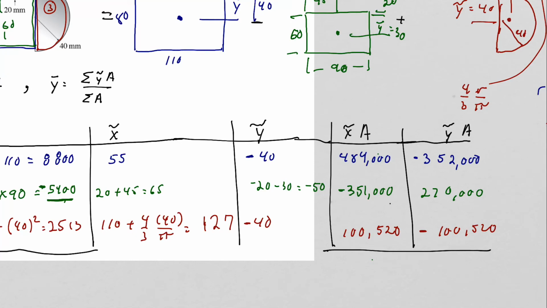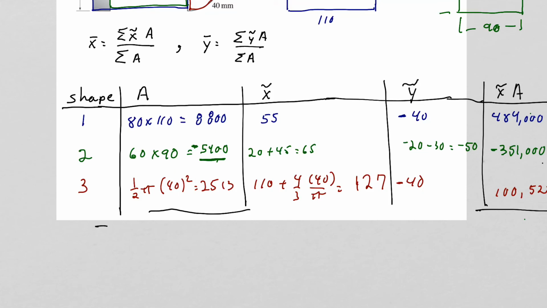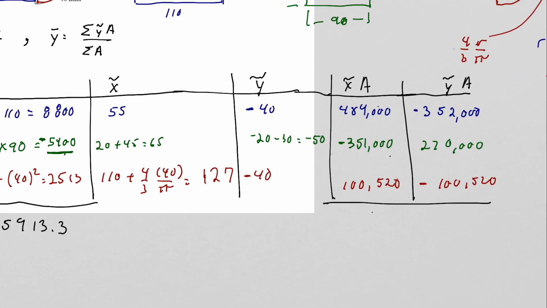The next step is to do the sum of all of our area. So that's adding up each of those. And if I do that, I should end up with 5913.3. And then I can sum up all of my x tilde times a and my y tilde times a.